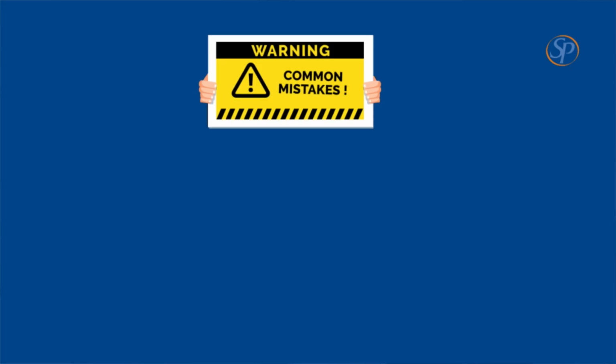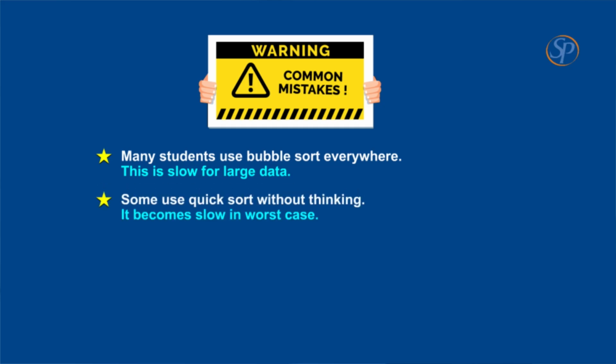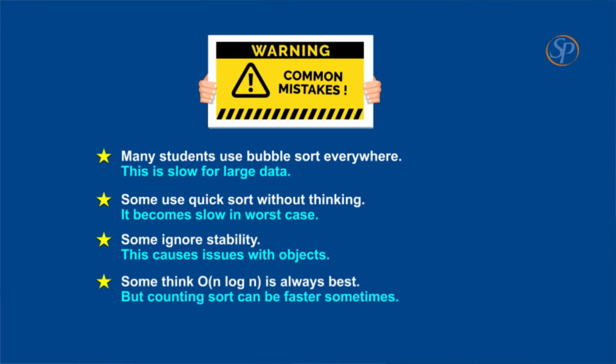Common mistakes. Many students use bubble sort everywhere. This is slow for large data. Some use quick sort without thinking. It becomes slow in worst cases. Some ignore stability. This causes issues with objects. Some think O(n log n) is always best, but counting sort can be faster sometimes.